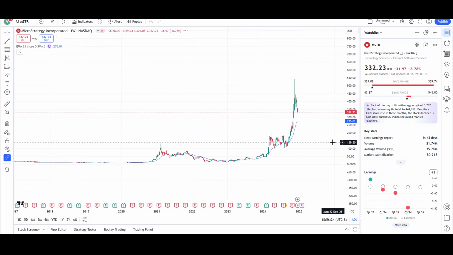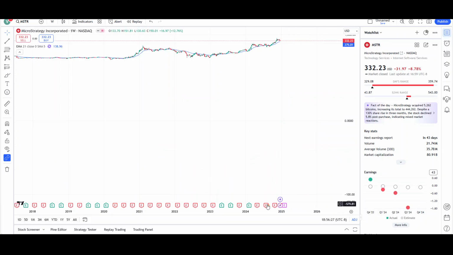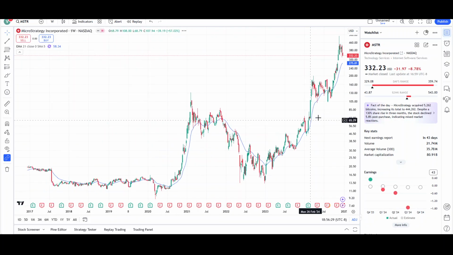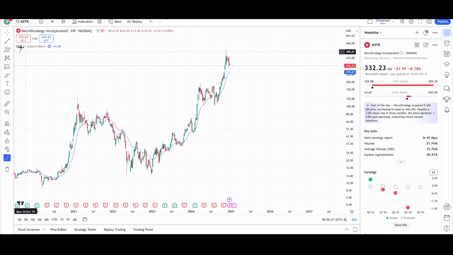I still think we're going to see higher prices. You have to look at the log scale for that. Here's a look at the log scale. This is still a very nice, strong uptrend.